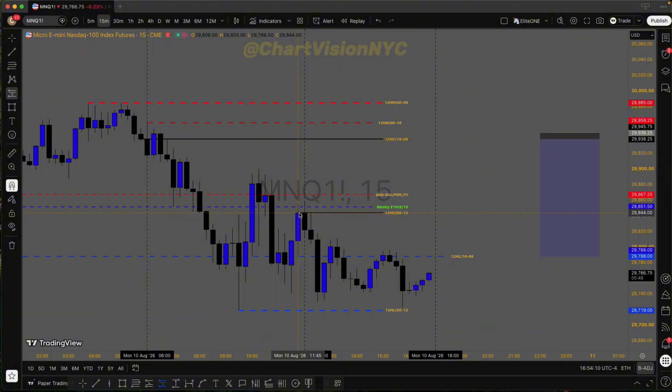So 29,844. What happens at 12 a.m.? We open at 29,844 and a quarter, so we open just a tick above there. We wick into the weekly electronic open at 29,851.50, and then we close below 844. That is considered a close and overlap. The very next candle, between 12:15 and 12:30, what do we get? We have our re-verification and rejection, 844 on the money again.